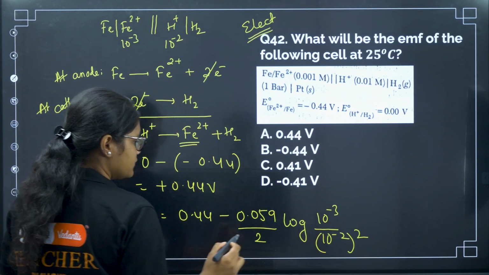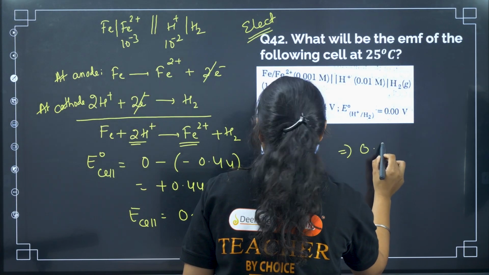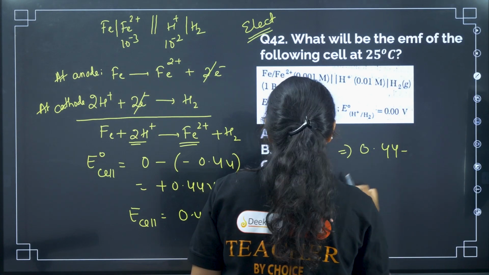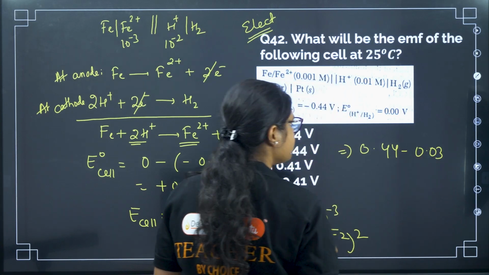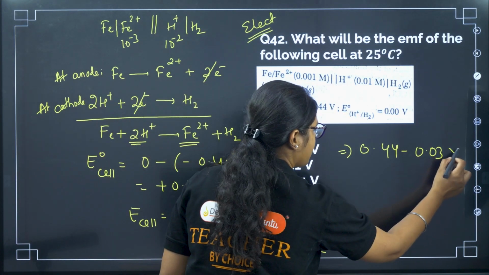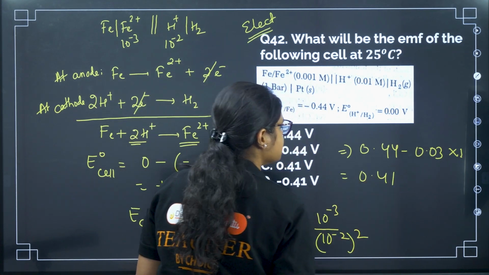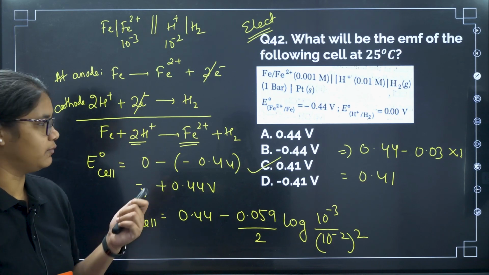Now if we solve this one, we'll get 0.44 minus, I can take it as, 0.03. For easy calculation, this log value becomes 1, right? So we'll get 0.41. The correct answer for this question is option number C, that is 0.41.